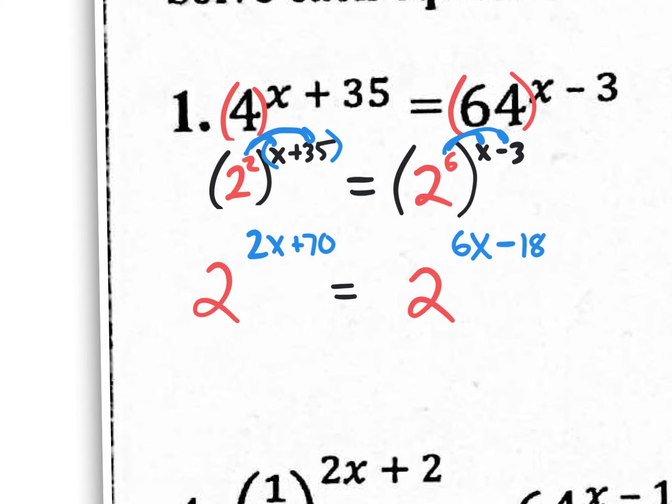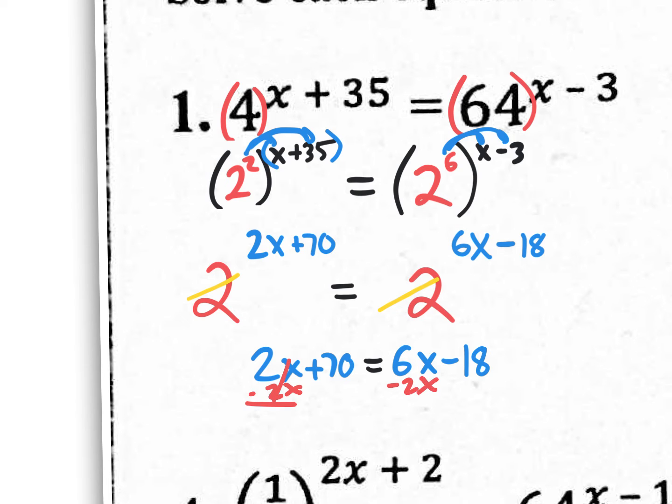And now that we have the same base 2 and base 2, we could eliminate these bases, just like we did before, and the exponents come down and create a new simple equation. Now it's just algebra 1 stuff. Solve the equation. Let's get x by itself on one side. I'm going to subtract 2x from both sides. I'll end up with 4x minus 18 equals 70.